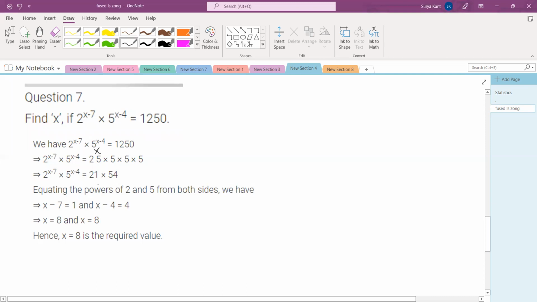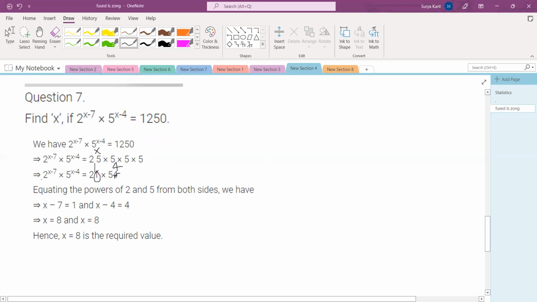Sir, how did they do the x minus 7 equals 1? This is not 21 actually. This is 2 to the power 1 and 5 to the power 4. Sir, how did they do the x minus 7 equals to 1 and x minus 4 equals to 4?